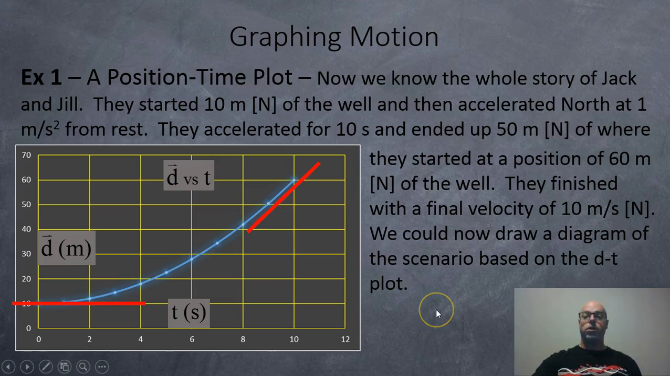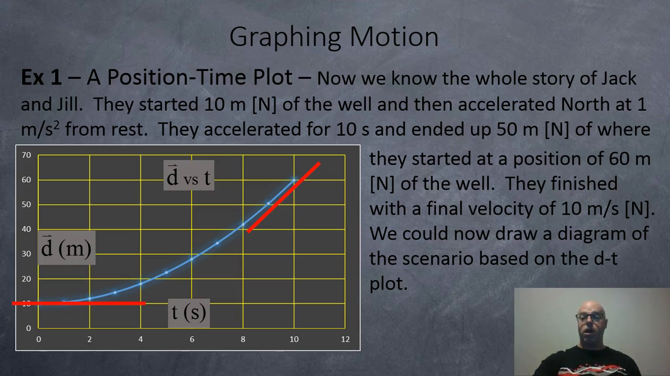So now we know the whole story for Jack and Jill. They started at 10 meters per second north of the well, accelerated north at 1 meter per second squared from rest. They accelerated for 10 seconds and ended up 50 meters north of where they started, at a final position of 60 meters north of the well. They finished with a final velocity of 10 meters per second north.